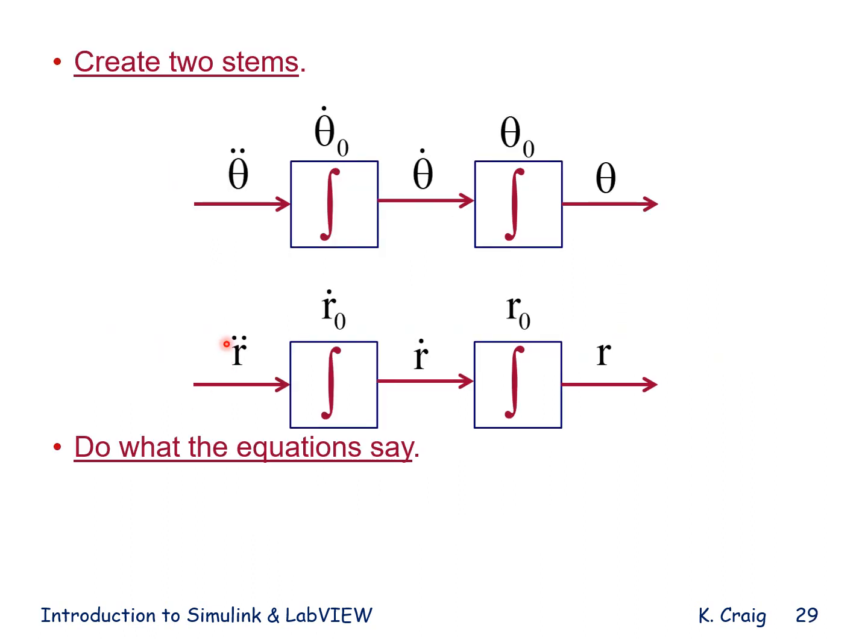Step 2 is to create for each equation what I call a stem. To go from theta double dot to theta dot, I integrate with an initial condition on theta dot. To go from theta dot to theta, I integrate with an initial condition on theta. That's one stem. To go from r double dot to r dot, I integrate with an initial condition on r dot. To go from r dot to r, I integrate with an initial condition on r. This is step 2. If you have 1 equation, you'll have 1 stem. 20 equations, 20 stems.